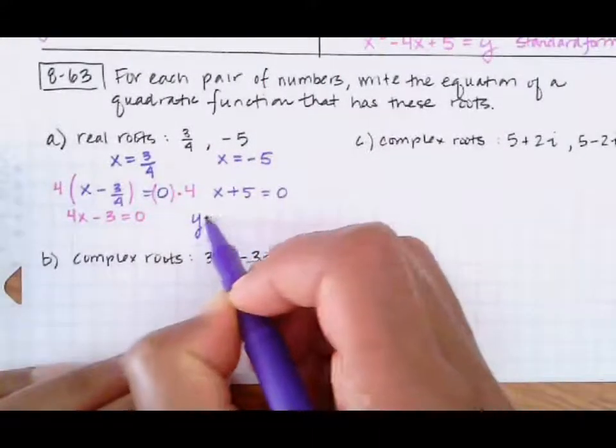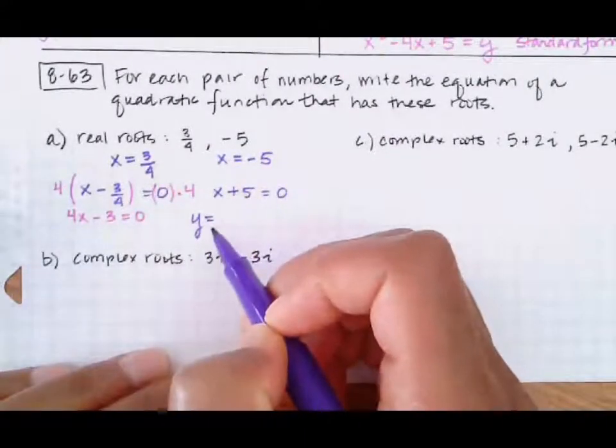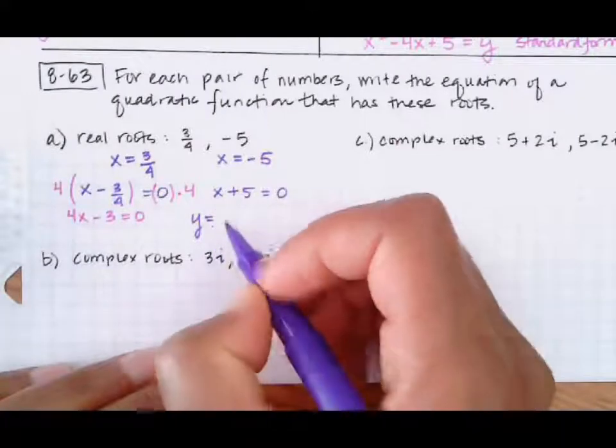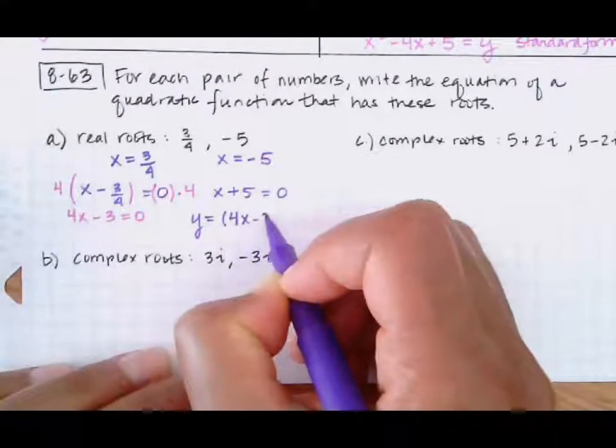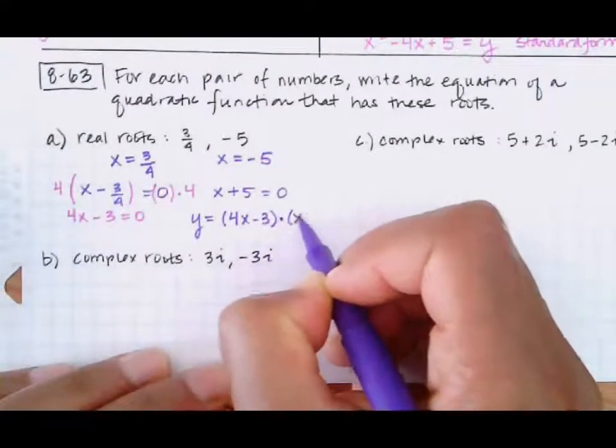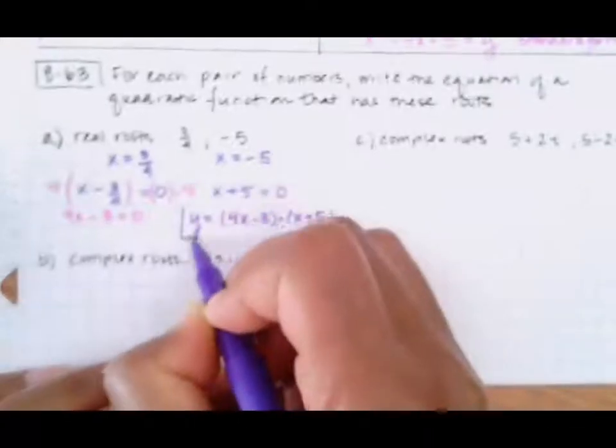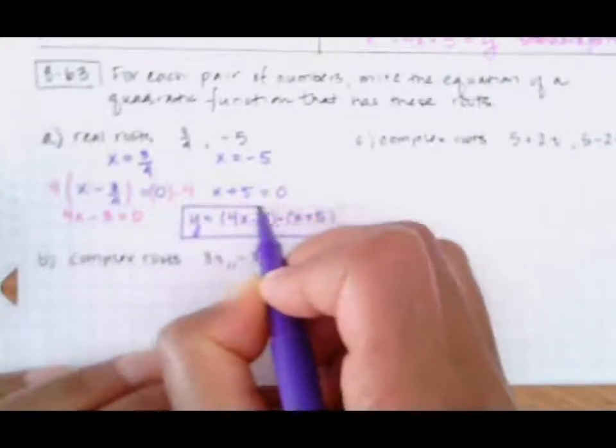So let's say y equals, I mean similar as in by a multiple of that value. y equals (4x minus 3) times (x plus 5). And so that is a factored form equation that would have those particular roots.